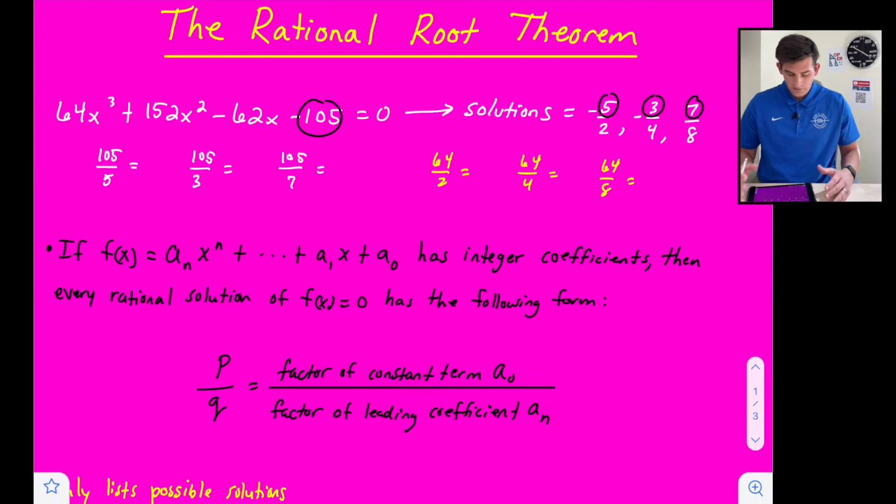So if we said 105 divided by 5, 105 divided by 3, and 105 divided by 7, all of those are going to give us whole numbers because those are factors. So 105 divided by 3, we get 35. 105 divided by 5 gives us 21, and 105 divided by 7 gives us 15. So all three of our numerators were factors of our constant term.